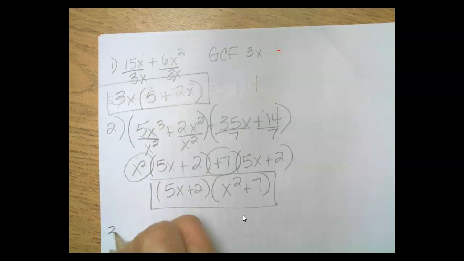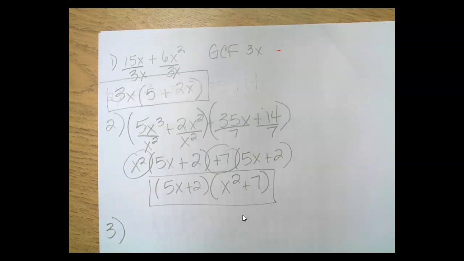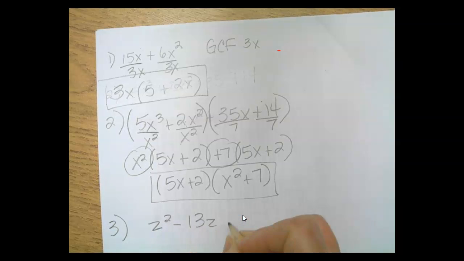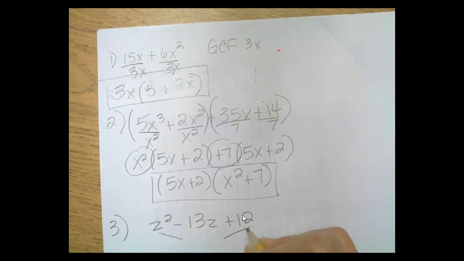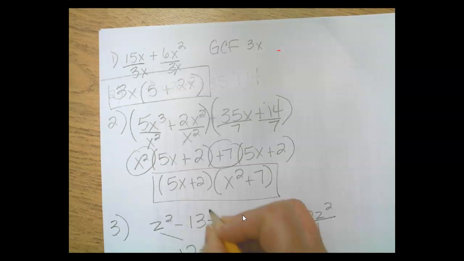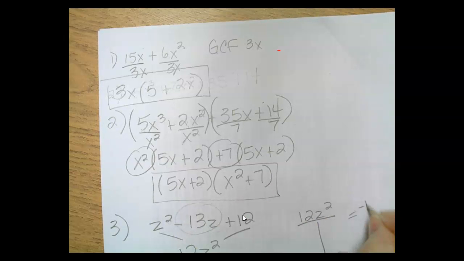Next, third question. Third question says to factor. So this is the one where you multiply these two together, 12z squared, and then I make my factors of 12z squared. That's going to equal negative 13z. So 1 times 12, well, that's going to equal negative 13, but let's just keep going. 2 times 6, 3 times 4. So obviously, it's going to be this one here.